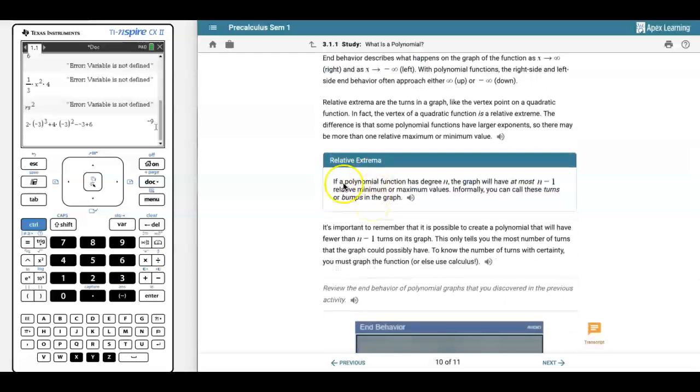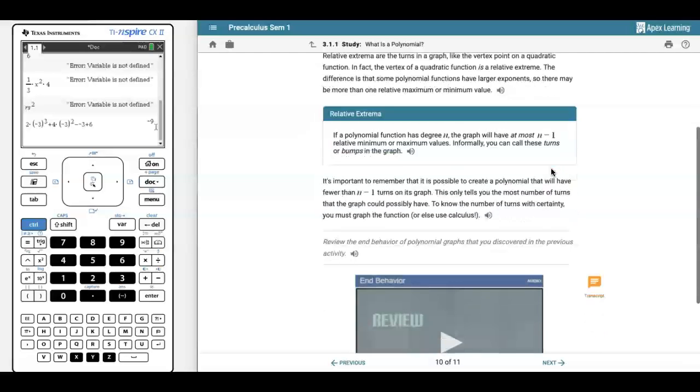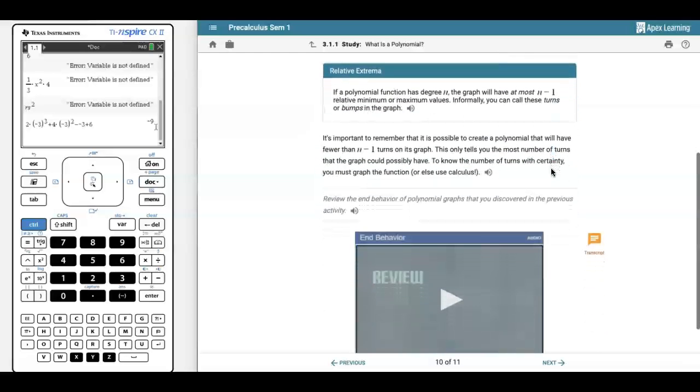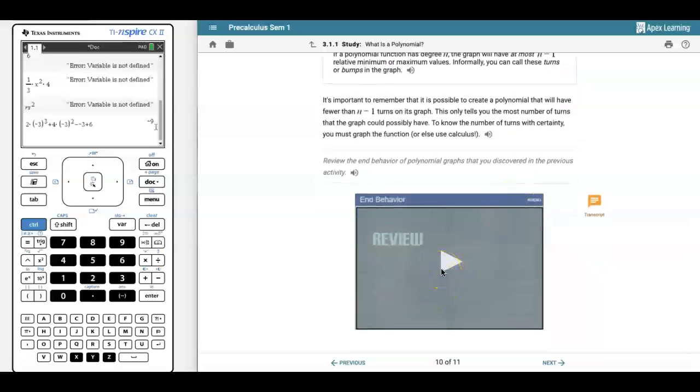All right. And like we said, the most extrema it can have, the most turns in the graph it can have, is the degree number minus 1, which we show as n minus 1. It's important to remember that it can have fewer than n minus 1. So that one graph where it was supposed to have 5, it ended up only having 3. So it can have up to n minus 1, but it cannot have the same number or more than. All right. So let's take a second here and review what we know now about end behaviors of our graphs.